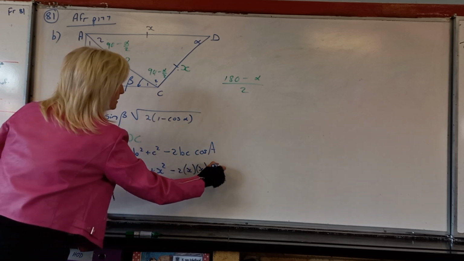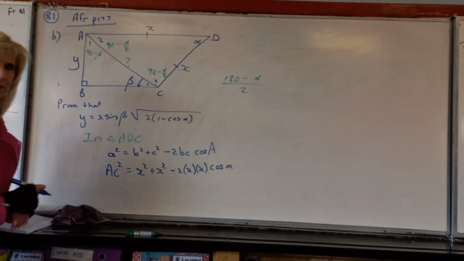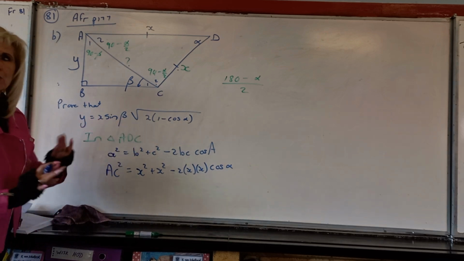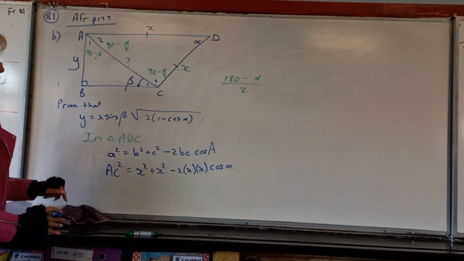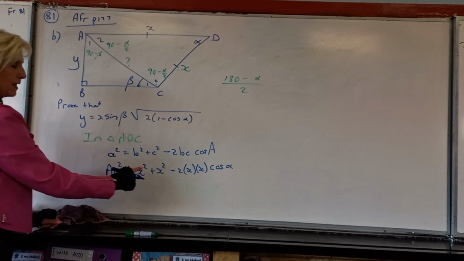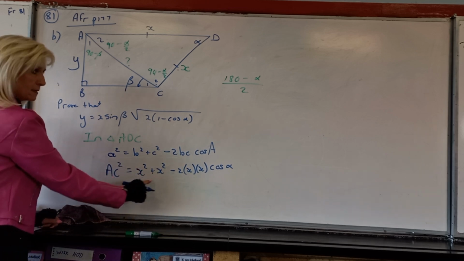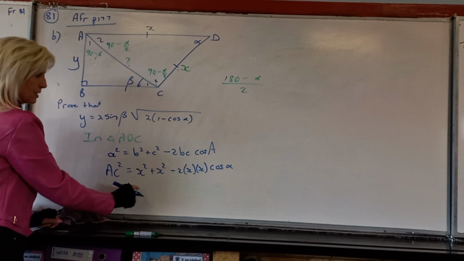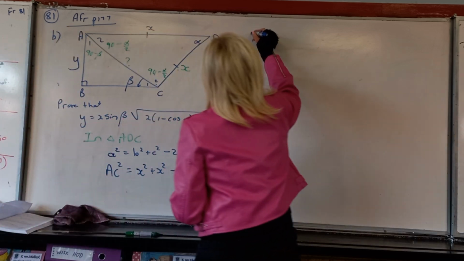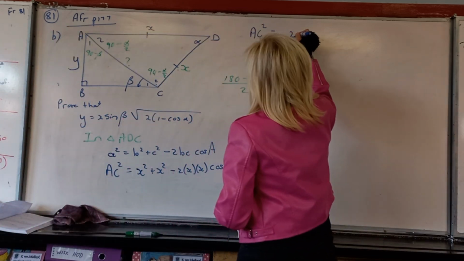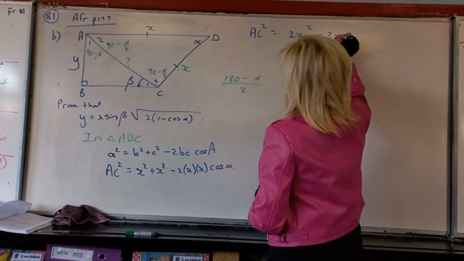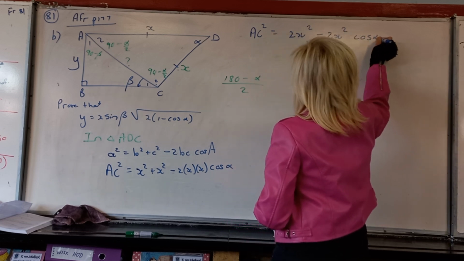And the included angle is cos of alpha. Starts looking a little bit better, but you can't exactly say for now. You're not far enough. Then I'll add them, because this is like terms. Yes. So you'll have AC squared is 2x squared minus 2x squared cos alpha.